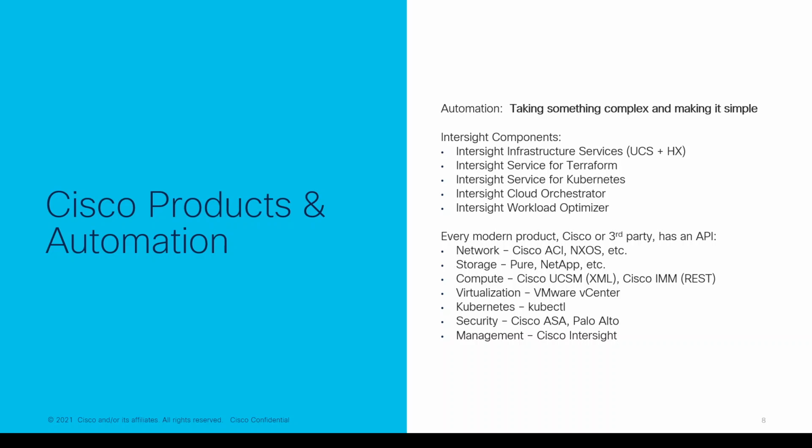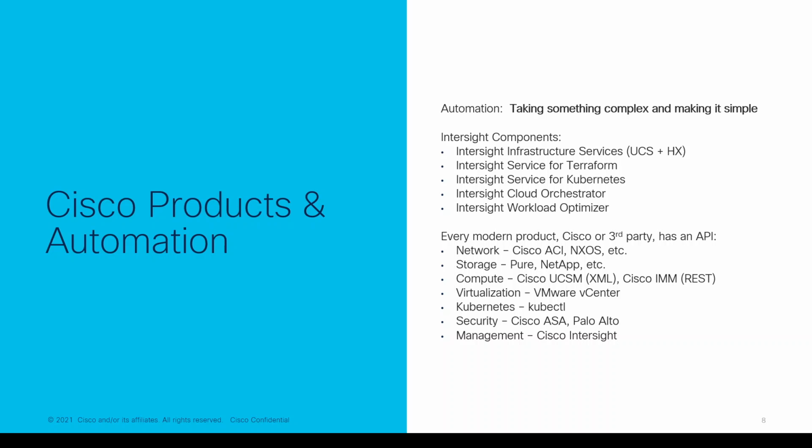Now, breaking away from Intersight, I now want to try and start wrapping up this presentation by mentioning that every modern product, whether that's Cisco or third party, has an API, an application programming interface. And that's because the entire industry is trending towards programmability, automation, and orchestration.